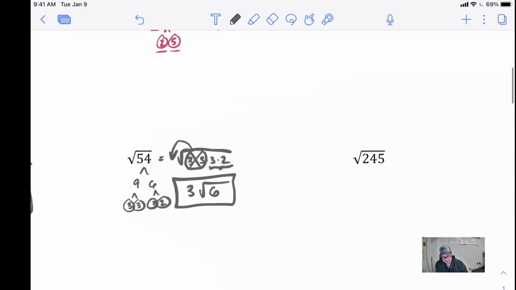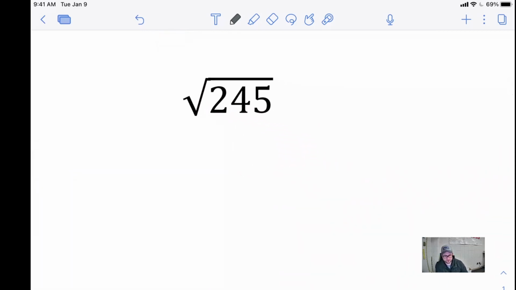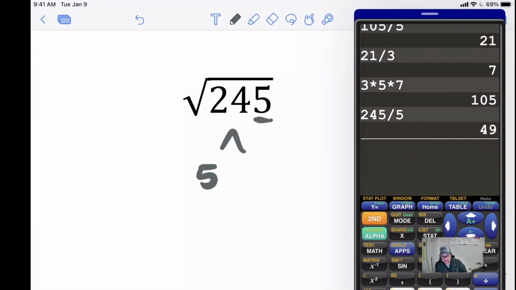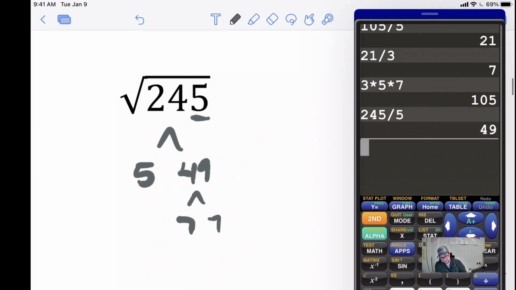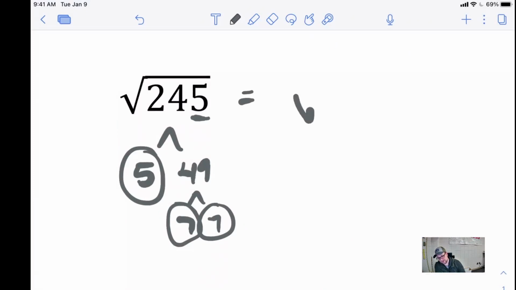Nice job. Let's do another one. Here's 245. I don't know much about the number 245, but it ends in a 5. So I do know that 5 will go into it. Let's check how many times. So if you take 245 and you divide that by 5, you get 49. And if you think about 49, hopefully you know that that's just 7 times 7. Nice job. So if that's 7 and 7, 5 doesn't get smaller, 7 doesn't get smaller, and 7 doesn't get smaller. So we can rewrite this as 5 times 7 times 7, right?